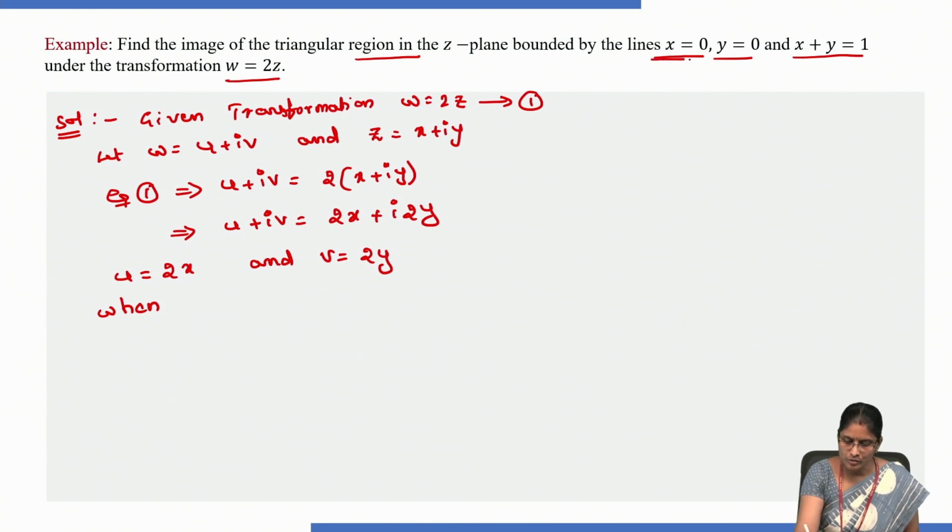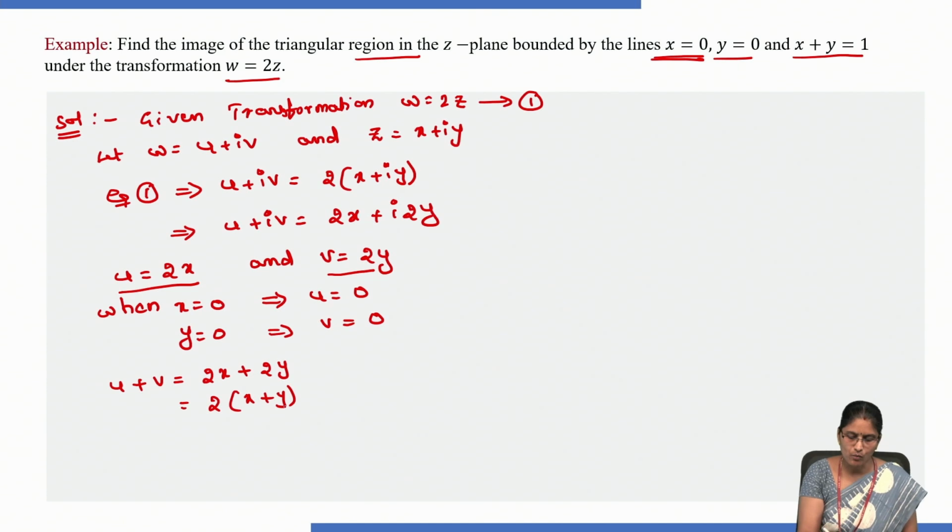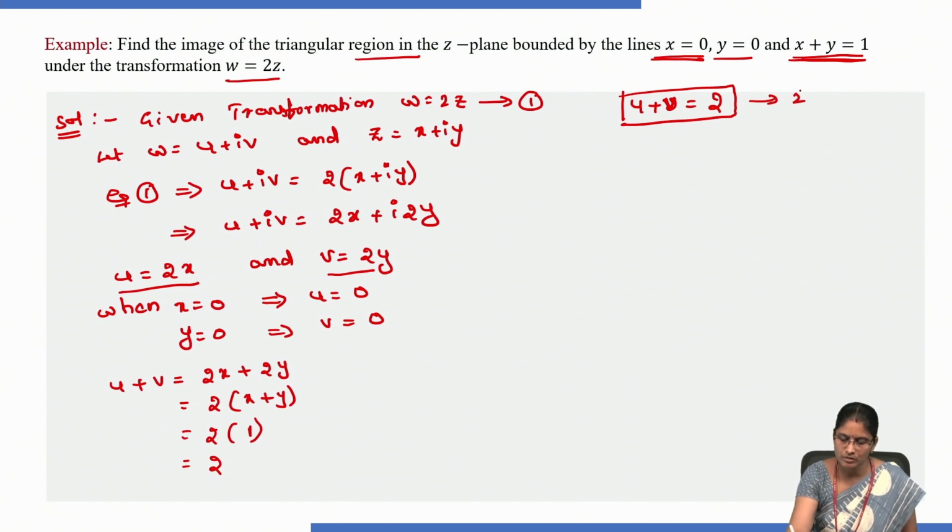Take the first point, x equal to 0. When x is 0, u is 0. When y is 0, v is 0. Next we take u equal to 2x and v equal to 2y. Adding these two, we get u plus v is equal to 2x plus 2y. Take 2 common here, we get 2 into x plus y. The line equation is given, x plus y is equal to 1. In place of x plus y, we substitute 1, so we get u plus v is equal to 2. We call it equation 2.